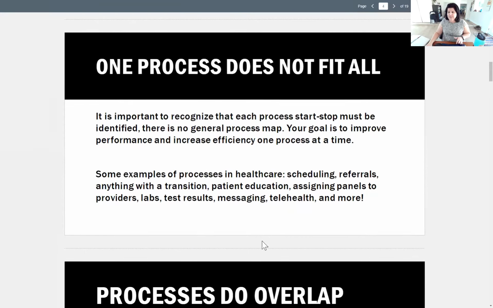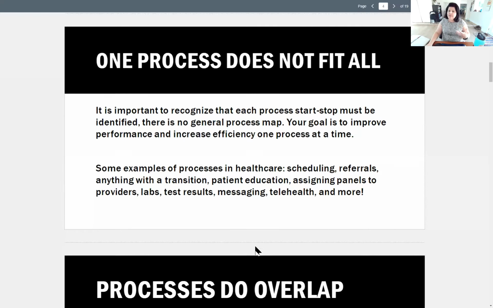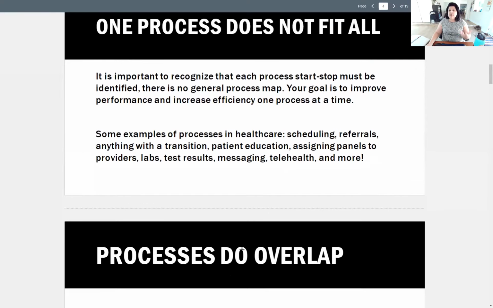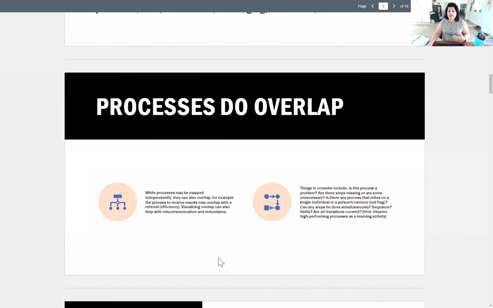The other really important thing that I want you to think about, and I'm not going to read them word for word because you can, is that there is not one process to rule them all. Whatever process you're doing, try not to process creep. The process that you're working on has to have a specific start and stop. You can't do a surgical process and say, oh, this will work for primary care intake, because it won't. So make sure you recognize what the process is for.